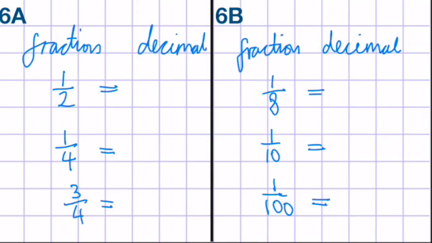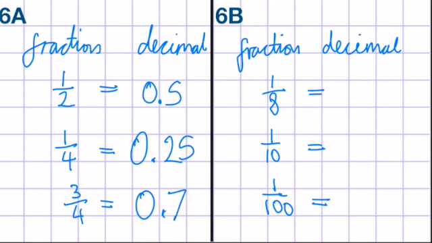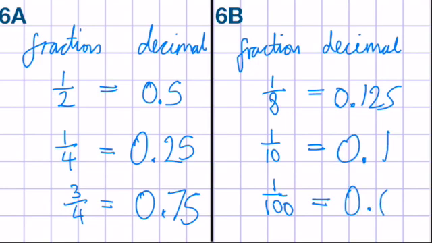6a and 6b, write the equivalent decimal for each fraction. Okay, so half is 0.5. A quarter is 0.25. 3/4 is 0.75. An eighth is 0.125. A tenth, 0.1. And a hundredth, 0.01.